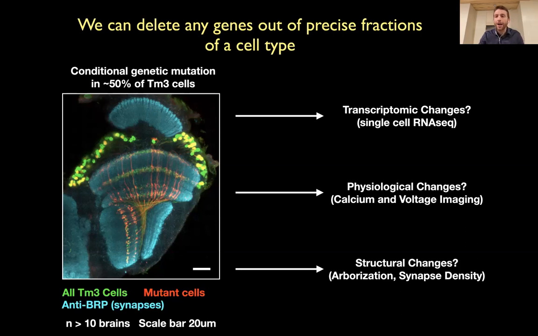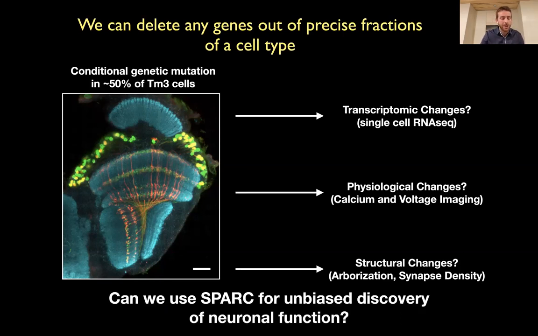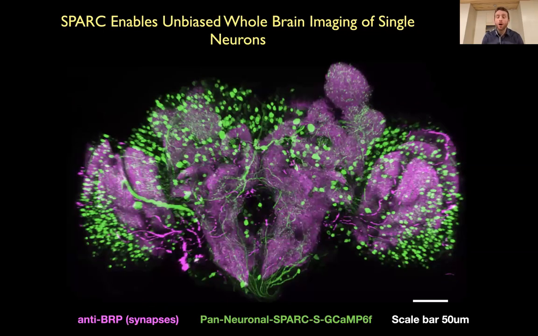Now, this is a very targeted and biased approach, but I also want to show you one way in which we use SPARC for unbiased discovery of neuronal function. So here, I've used SPARC to express the calcium indicator GCaMP6F in a random, or stochastic, 5% of neurons across the whole fly brain. This amounts to several thousand cells, and the sparse expression allows me to image neuronal activity in individually labeled and stochastically labeled processes across the entire brain.